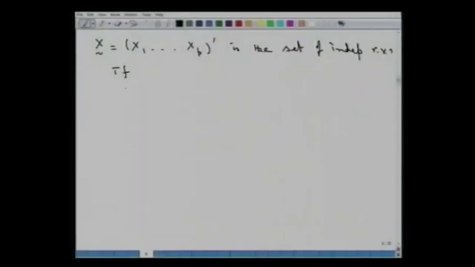Say, for example, in the case of discrete distributions, what we will be having for independent random variables is the following, that the joint probability mass function of x1, x2, xp would be given by the product of the respective probability mass functions given as the following. So, this is for the discrete distribution.